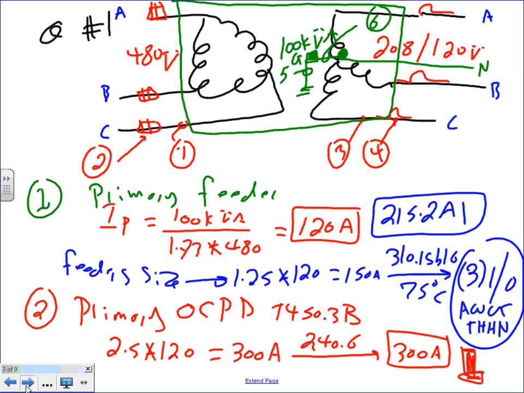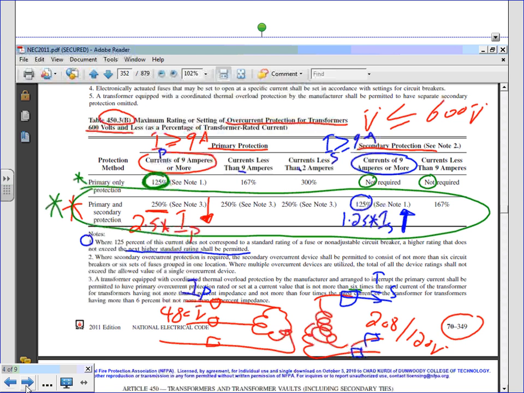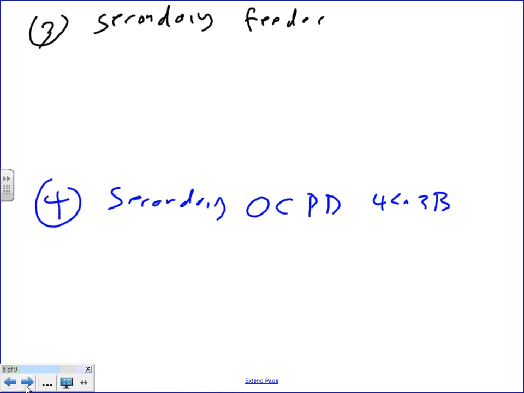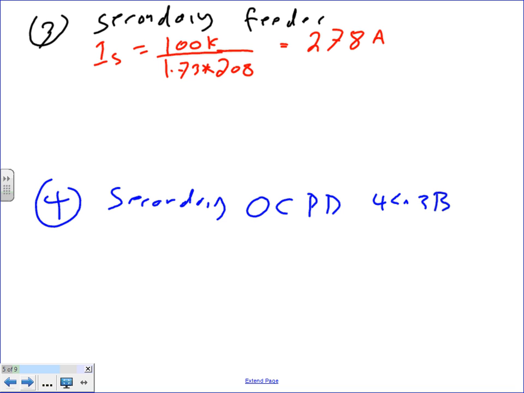So we did the primary, let's go to the secondary side. The secondary side, actually, my friend, is I secondary equal the same 100K divided by 1.73 times 4, oops, what's the secondary voltage? 208. Okay, and if you do that like I've done, you came up with 278 amps.